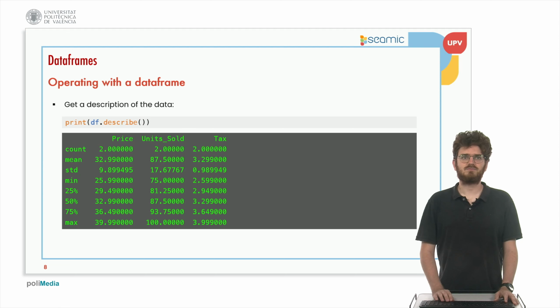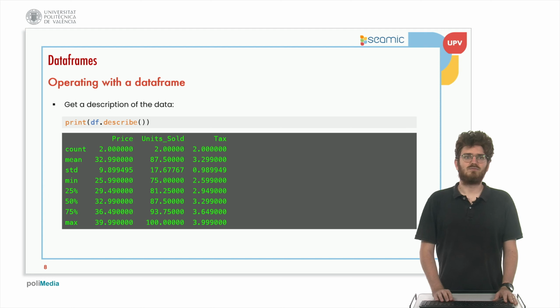selected. We can also use the describe function to show a set of statistical analyses on the numerical columns. In this case, we can see the number of elements in each column, so the rows of the table in count. We can see the mean or the average and the standard deviation. And then we can see the minimum and maximum value and the quartiles of the data. So the halfway point or the median would be the 50%. And then we have the first and third quartiles in the 25 and 75% row.